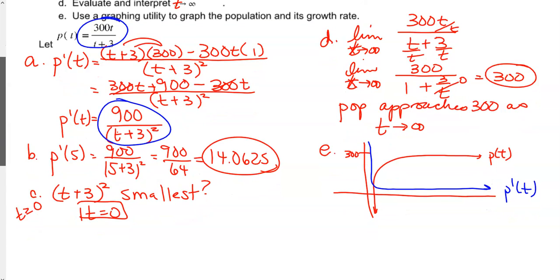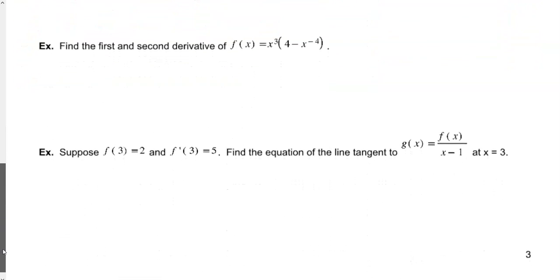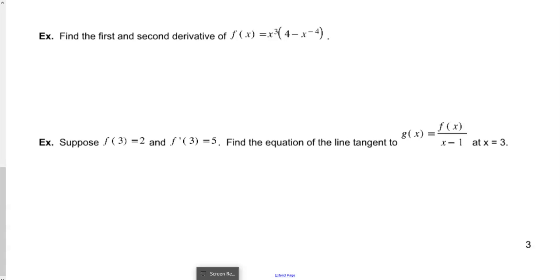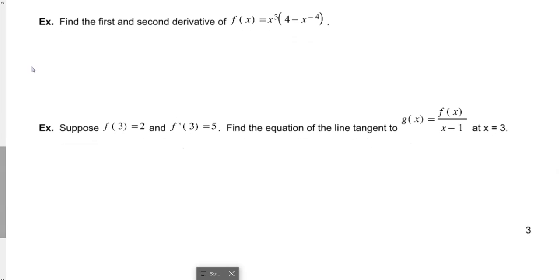All right, very good. Let's keep it moving. Now we're going to find the first and second derivative and then also find an equation of a tangent line down here. So for the first and second derivative, I need to use a product rule on this first one because I have two things that are multiplied together.